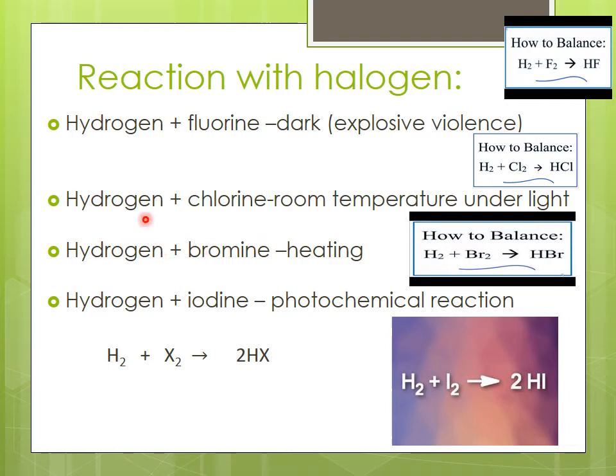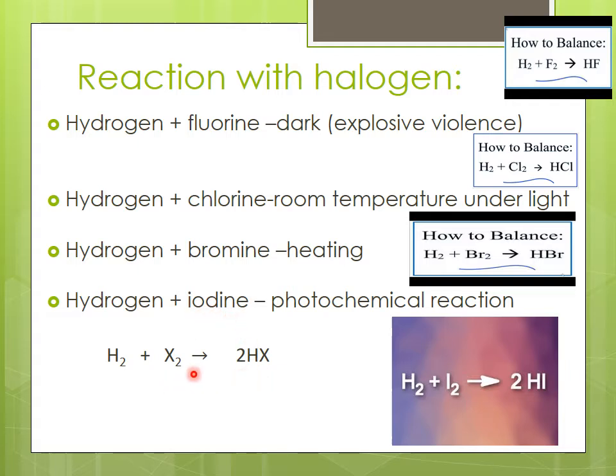Likewise, when hydrogen reacts with chlorine, this reaction will not be carried out in the dark, but at room temperature under light. Only in light does the reaction occur, and you get the product hydrogen chloride. Hydrogen reacts with bromine only after heating the mixture, and you get hydrogen bromide. But hydrogen and iodine react only in a photochemical reaction. Photochemical means in the presence of light energy. This mixture absorbs the light energy and is converted into hydrogen iodide.